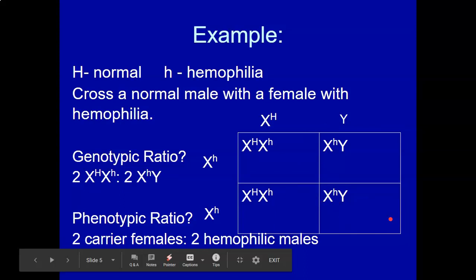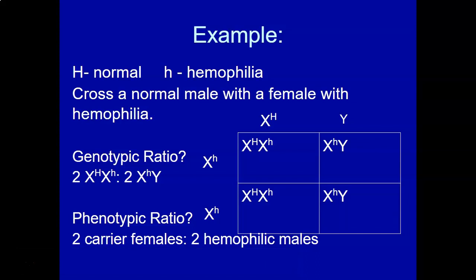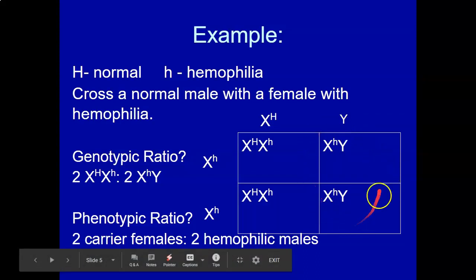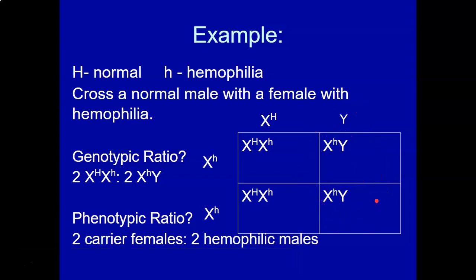Now, some of the questions for probability will ask, well, what is the chance of just having a male child with hemophilia? So they're just referring to the male children. You just want to look at the males. So in this case, it would be 100% for hemophilia because it's 2 out of 2 and they both have hemophilia. So you would say 100%.